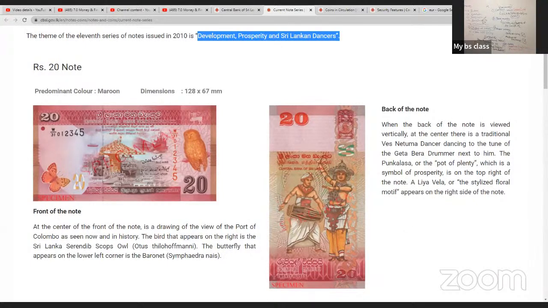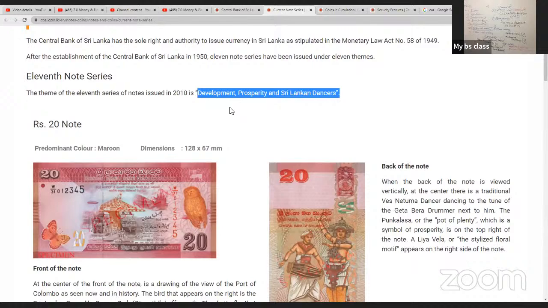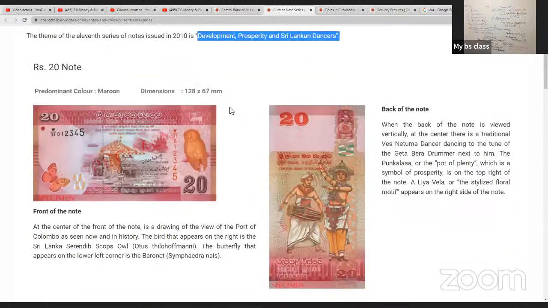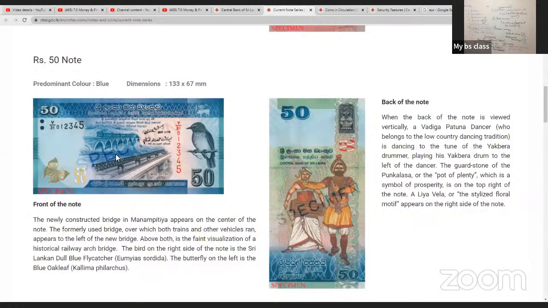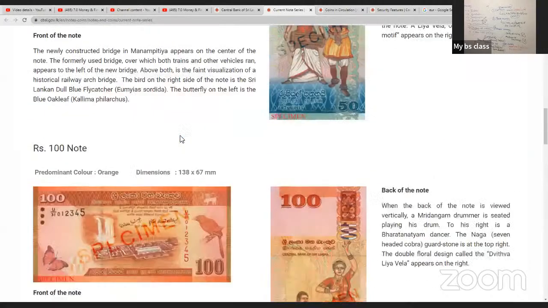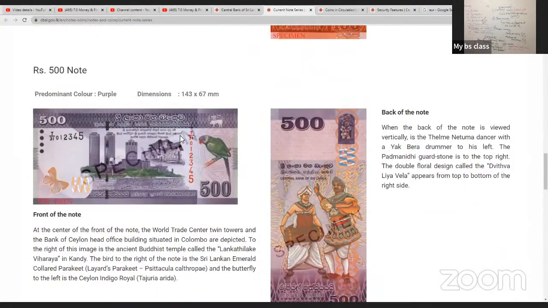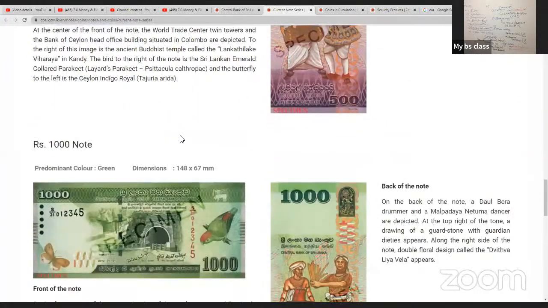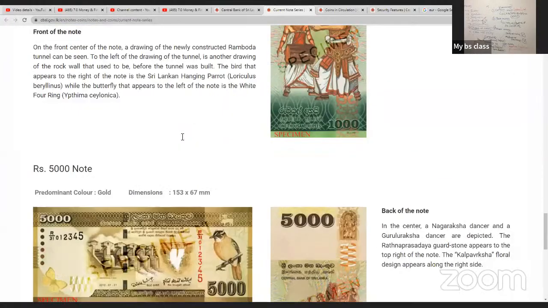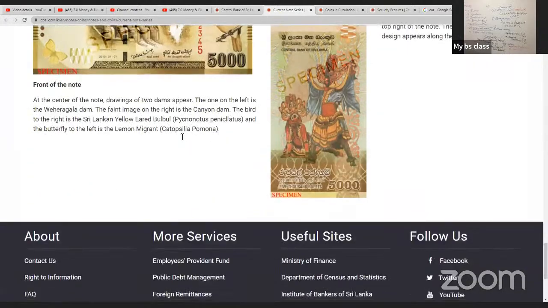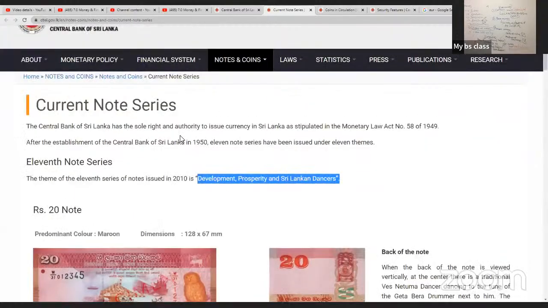We do not really need to know all this, but just to know about the 11th note series, the theme is development, prosperity, and Sri Lankan dances. If I give a 50 note, there are Sri Lankan development projects and traditional dancers, a culture again. If I give a 100 note, 500 note, 1000, then 5,000.